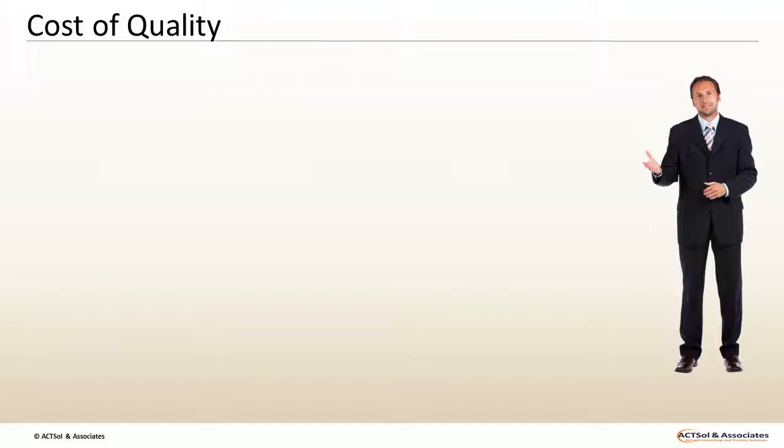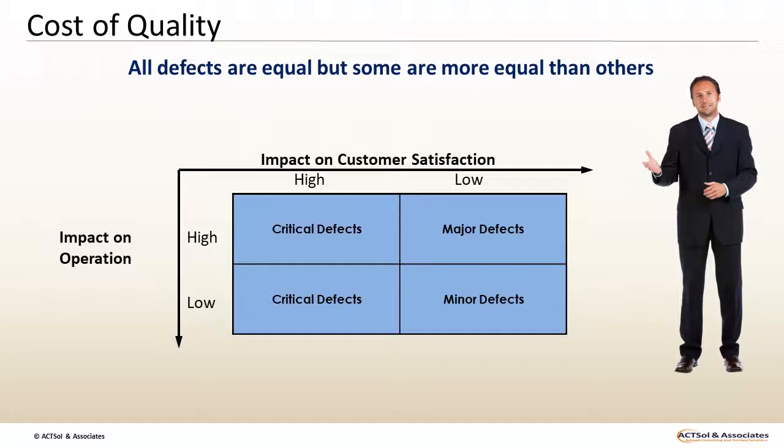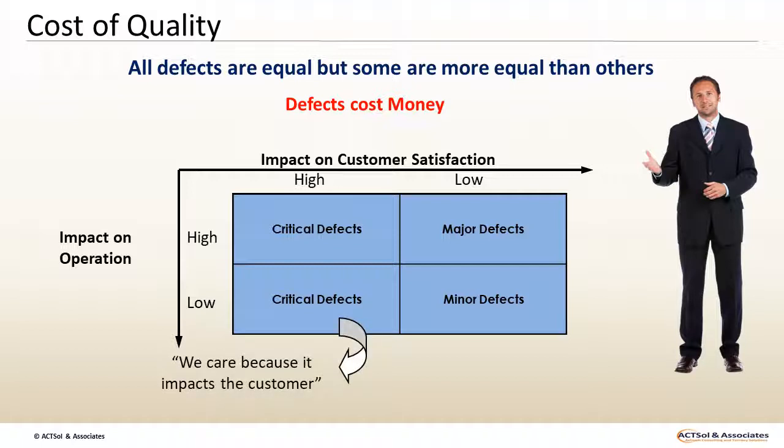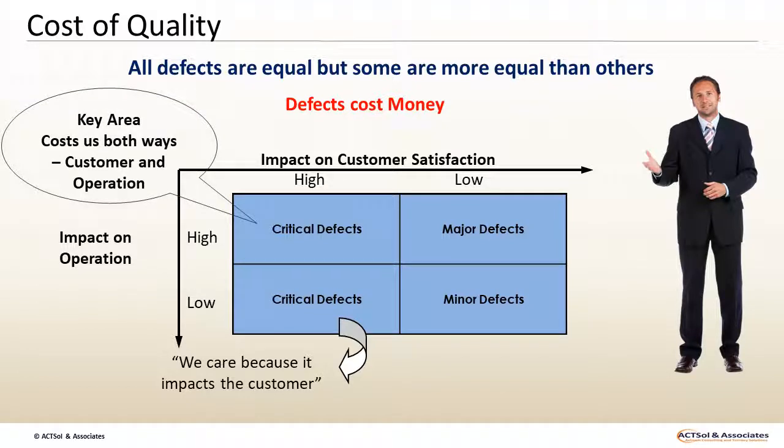Now let us continue learning more about the cost of quality. Now spend some time on the metrics on the screen. It is important to understand that defects cost money, whether minor or critical. There is always a correlation between impact on operation and the impact on customer satisfaction. Looking at the matrix, we understand that the critical defects have high impact on the customer and need a lot of attention. It is the key area and costs us both ways, customer and operational cost.